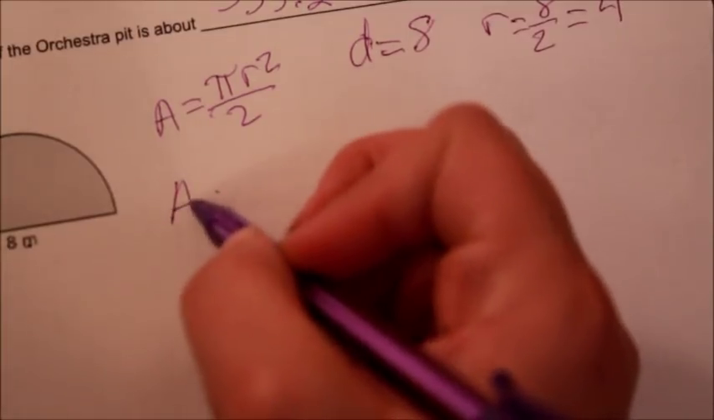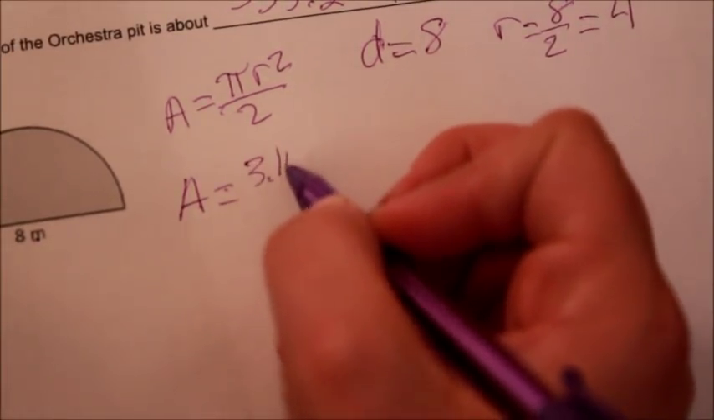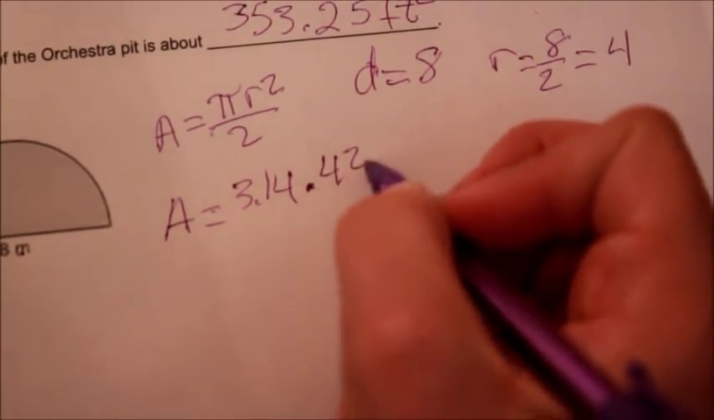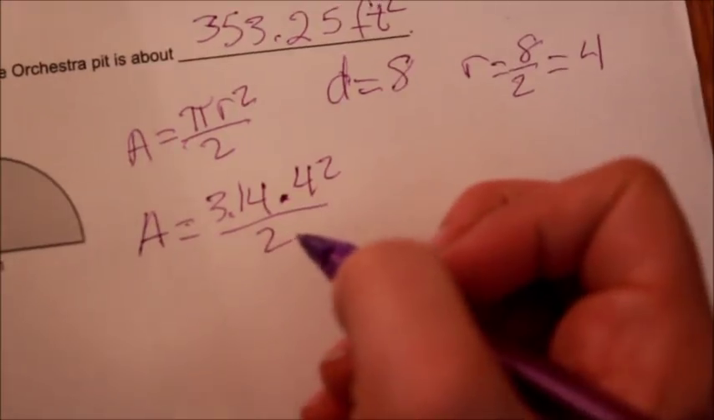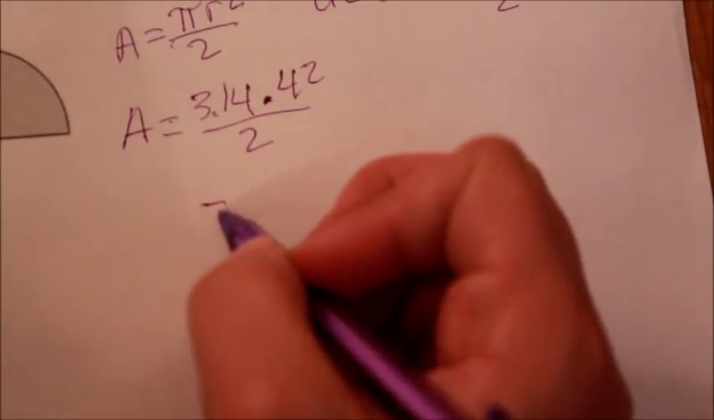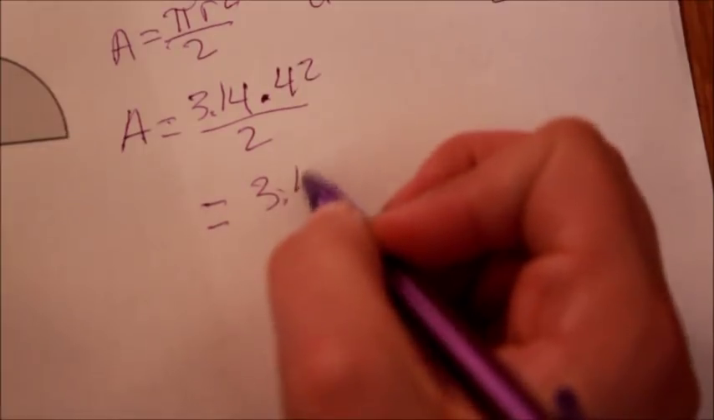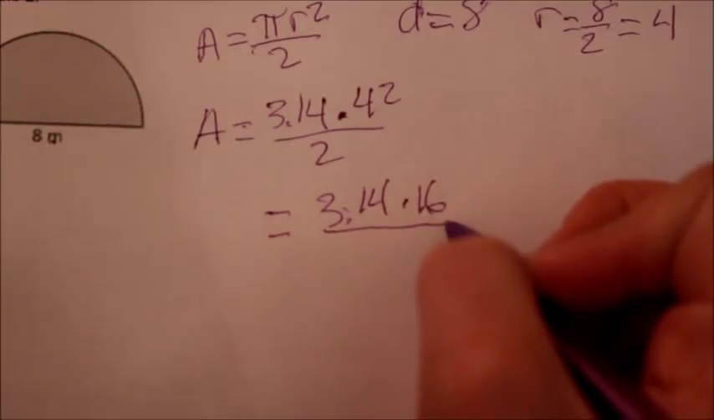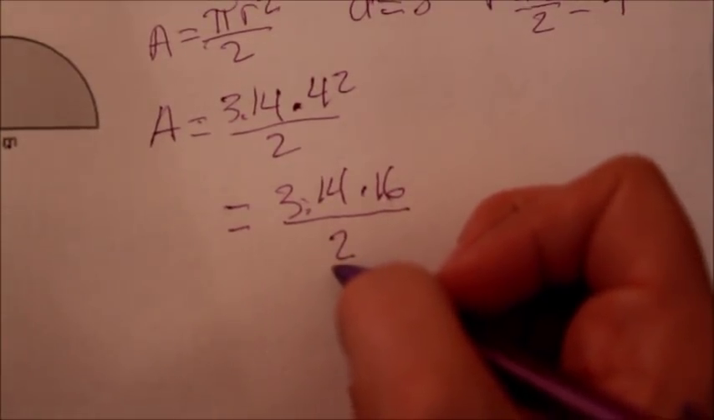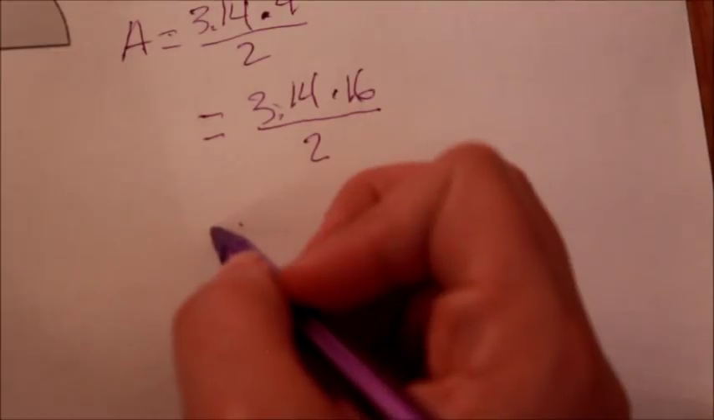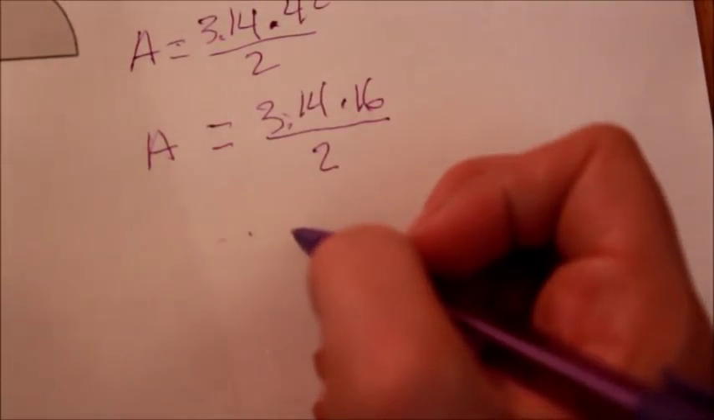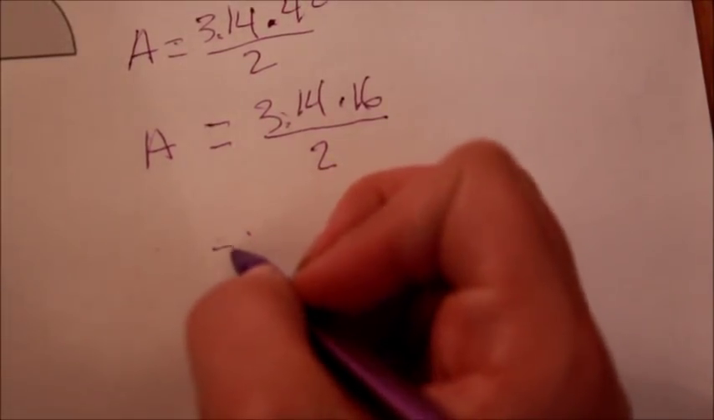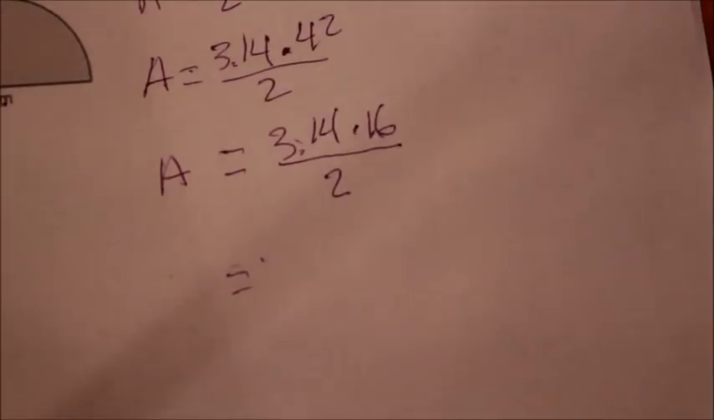So we're going to do A equals 3.14 times 4 squared divided by 2. This equals 3.14 times 16, 4 times 4 is 16, divided by 2. Then I would like you to try to figure out what 3.14 times 16 is. Please take a moment to do so.